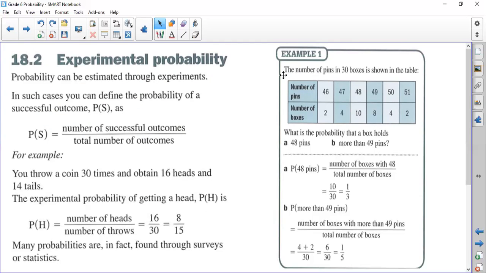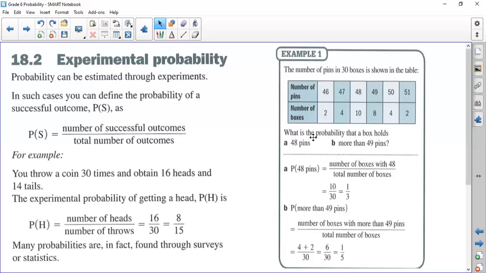Let's see example 1 in your book. The number of pins in 30 boxes is shown in this table. The number of boxes with 46 pins is 2. The number of boxes with 47 pins is 4. With 48 pins is 10. With 49 pins is 8. With 50 pins is 4. And with 51 pins is 2.